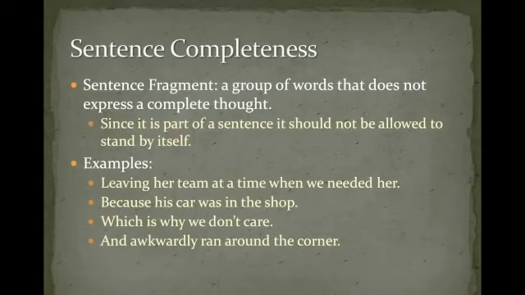Some examples of sentence fragments would be: leaving her team at a time when we needed her; because his car was in the shop, which is why we don't care; and awkwardly ran around the corner. You'll notice these sentences are missing subjects. We don't exactly know where the person is or what the person is that is doing these objects and these verbs.